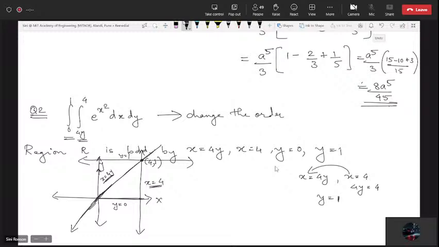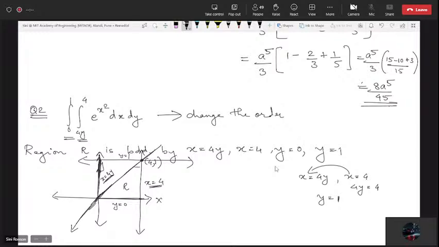So now tell me, which will be your region? Again, you can see we are getting two likely regions. So identifying the correct region is very important. Can you tell me which one is your region? The region where x goes from 4y to x equal to 4, and y from 0 to 1, which region will it be? This one or that one? The second one. Yes, so this one is your correct region. This one. Okay? It won't be the upper one, this is your correct region.